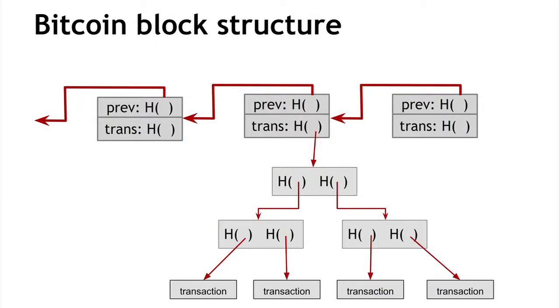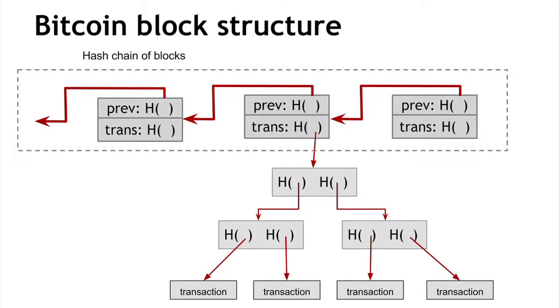It's a pretty clever combination of 2 different hash-based data structures. So on the top here, we have a hash chain of blocks. Each one has a block header and then a pointer to some transaction data, as well as a pointer to the previous block in the sequence. And remember, these are hash pointers.